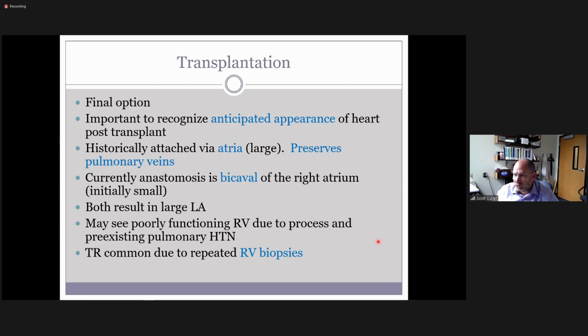You may see poor functionality of the right ventricle due to the process and existing pulmonary hypertension. So it might have some issues still. TR is common because of repeated right ventricular biopsies. So in the right heart, when we covered that last quarter, we mentioned that if they're doing biopsies quite regularly, that damages the tissue of the valve and that can scar it and cause some regurgitation to happen.